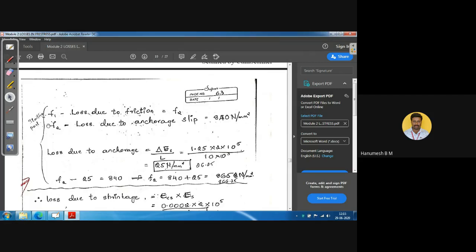From the given data, we need to write these two statements. To overcome the value of frictional losses, F1 reached a value of F2. That means F1 stress, after frictional losses, reaches F2. And after tying, anchorage slip occurs, which means we need to overcome the anchorage losses. F2 minus anchorage losses is equal to 840 Newton per mm square.